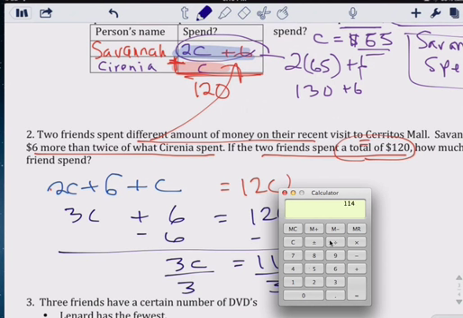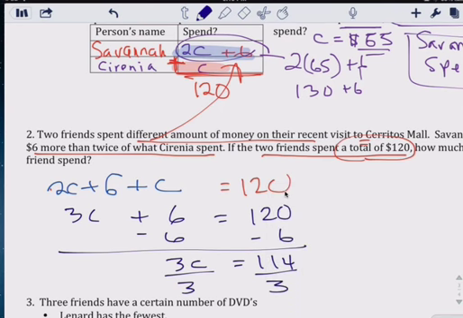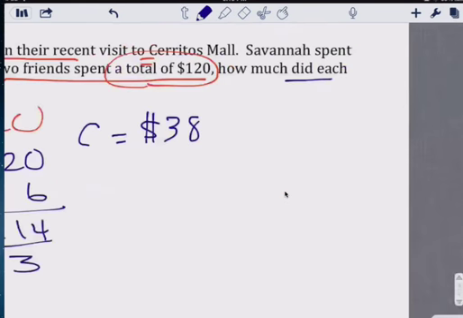114 divided by 3 equals 38. $38. C is $38. Serenia then, because that's who C is, go back. Serenia spent $38. So how much did each friend spend? First, Serenia spent, I'm sorry Serenia, but I need to spell your name right, $38. Let's see how much Savannah spent.